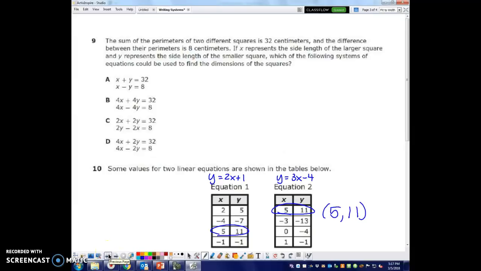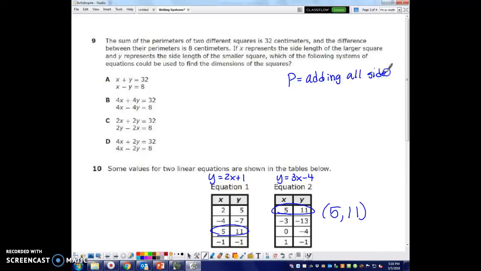Now I want to go back because there was a problem back here that I wanted to go over with you guys as well. That's right, number 9. The sum of the perimeters of two different squares is 32 centimeters, and the difference between the perimeters is 8 centimeters. If x represents the side length of the larger square and y represents the side length of the smaller square, which of the following systems of equations could be used to find the dimensions of the squares? So they tell us the perimeters. What's the perimeter?